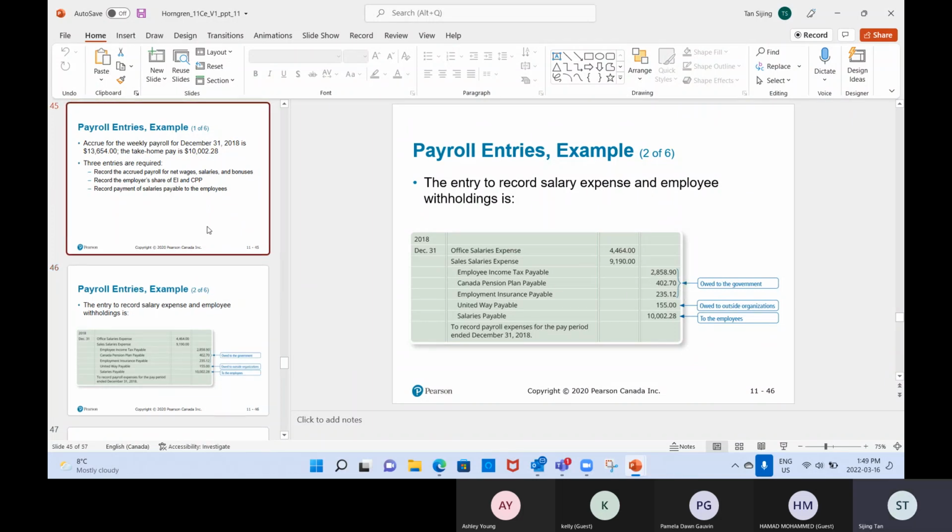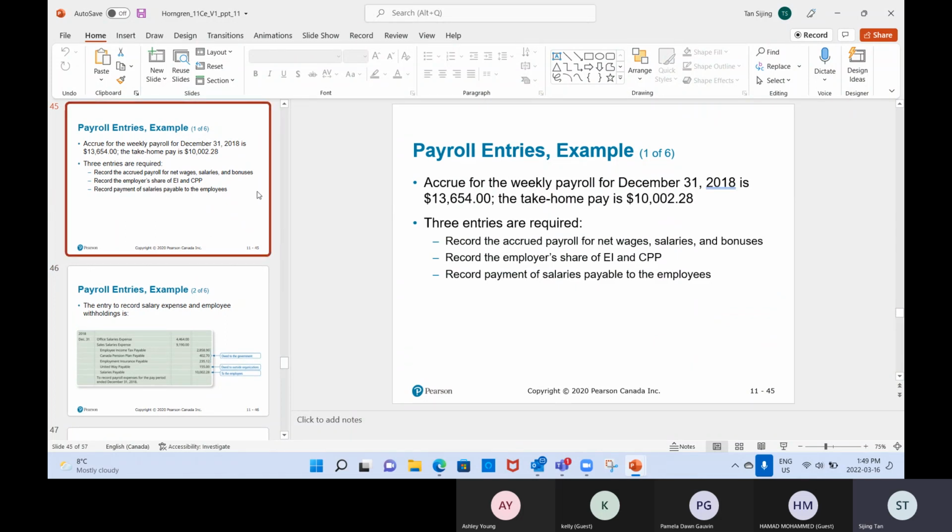Okay, so that's the example. That's going to be our last question. The accrual for the weekly payroll for December 31st is $13,654. Take-home pay is $10,002.28. That is the net pay; we already know that. Now there are 3 entries required. First, we need to record the accrued payroll for net wage, salary, and bonus. Then we need to record the employer side of EI and CPP, and then we need to record the payment.